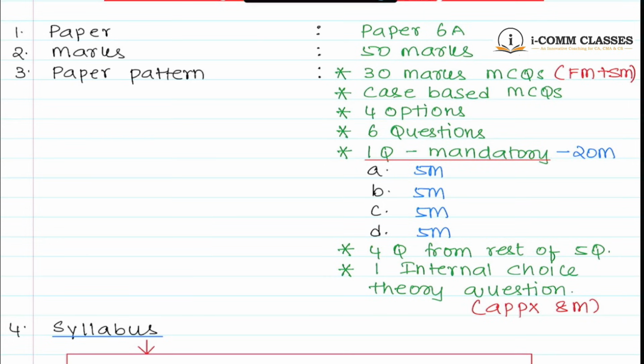Paper 6A, marks 50. Paper pattern: 30 marks MCQs. FM and SM both inclusive, 30 marks MCQ. 15 case-based MCQs only will come. 4 options will be given. Totally 6 questions will come.